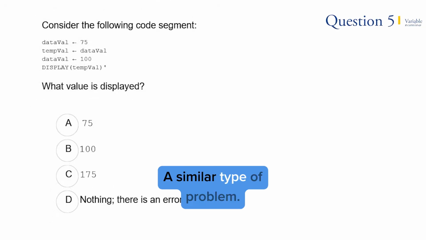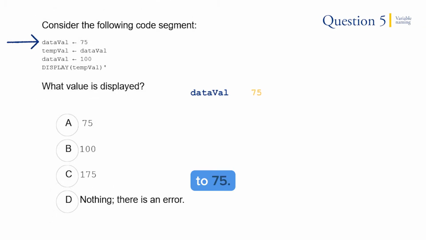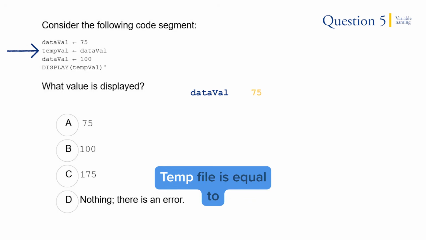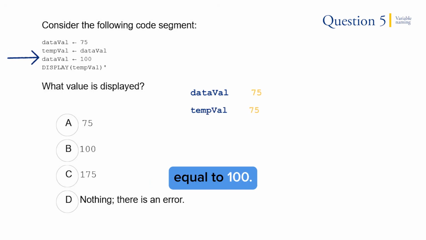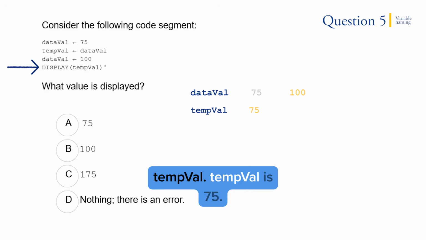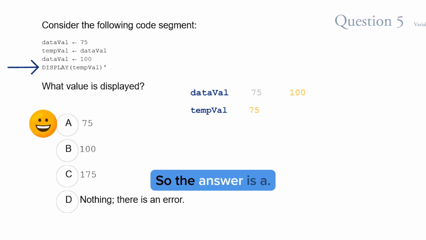Question 5, a similar type of problem. Step 1, data val is equal to 75. Step 2, temp val is equal to data val, which is 75. Step 3, data val is equal to 100, and we're printing out temp val. Temp val is 75, so the answer is A.